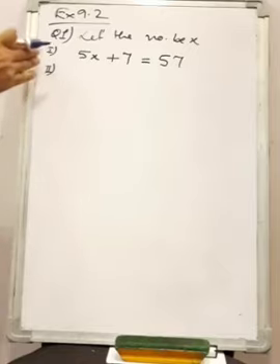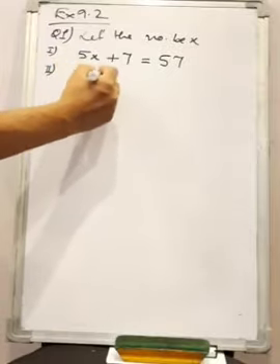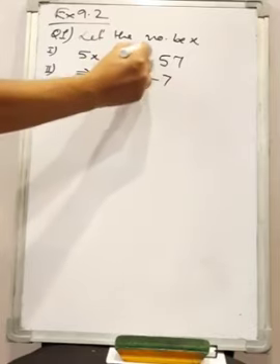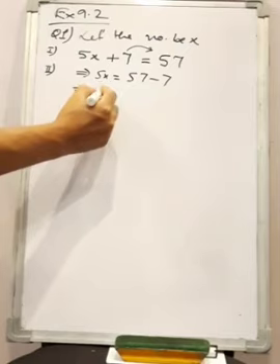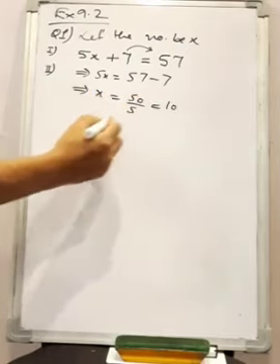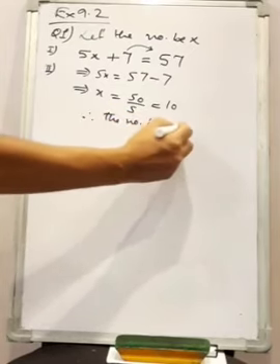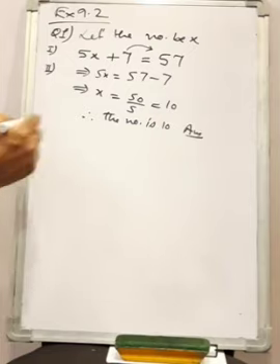So this you don't have to write in the solution. I am just telling you for your understanding. So here 5x equal to 57 minus 7, you are shifting this to the other side. This you have already learnt in the previous exercise. So x will be 50 upon 5, that is 10. So therefore the number is 10. This is the answer. Right?